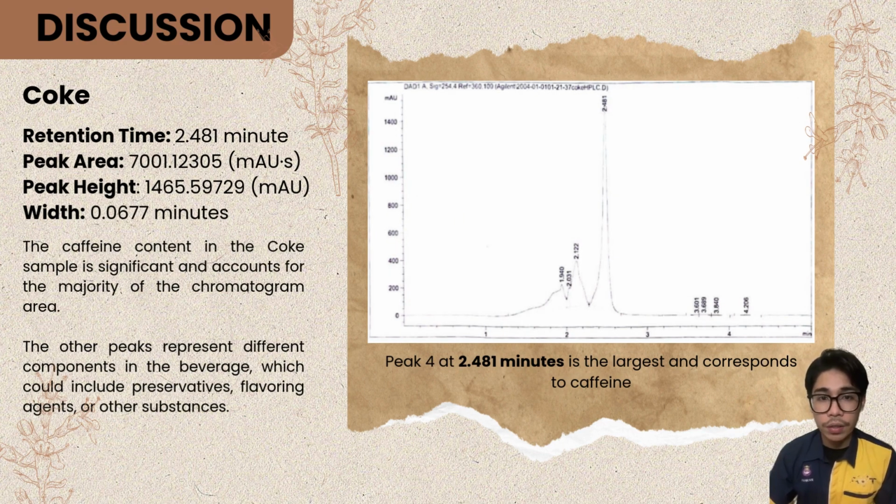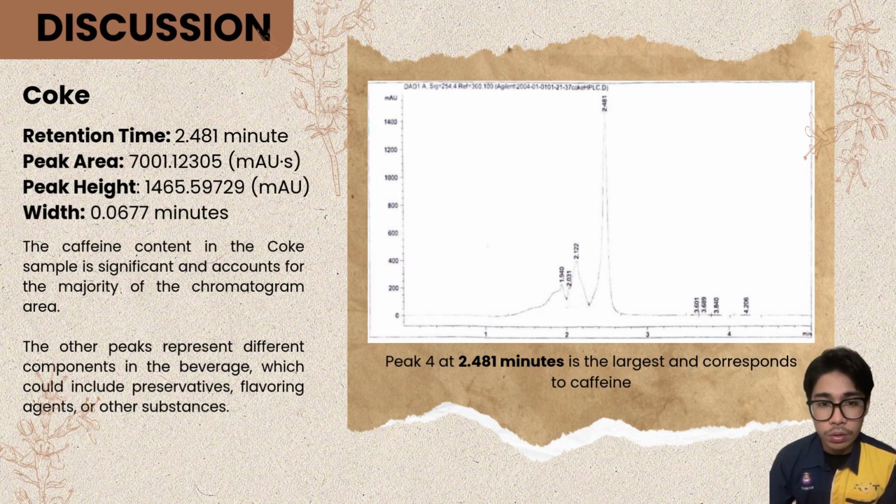Next, let's discuss the caffeine analysis in the Coke sample based on the chromatographic data. The chromatogram reveals the caffeine content and other components present in the beverage. Let's focus on the key results. The retention time for the caffeine is 2.481 minutes, which corresponds to the largest peak in the chromatogram. The peak area is 7,001, indicating the significant quantity of caffeine in the sample.